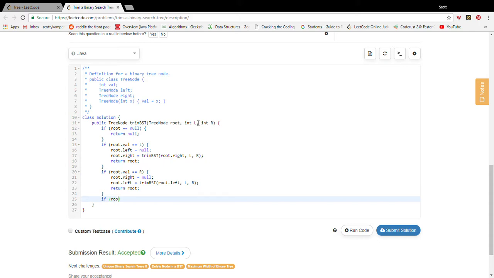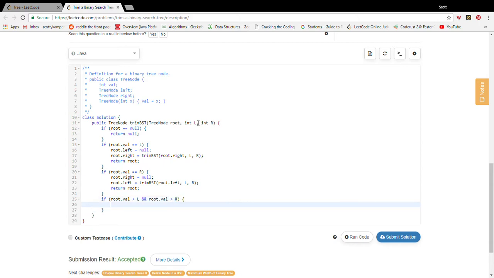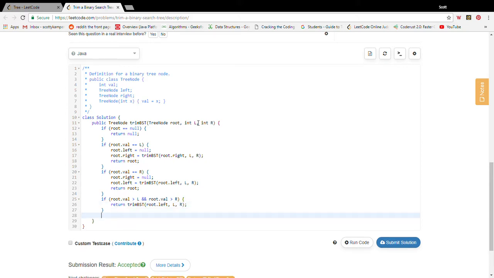So the root's value will be greater than L, and it's also greater than R. Again, that means the root and everything in its right subtree needs to be trimmed away. We'll just return the recursive solution of the left. Great. So we've handled that case.